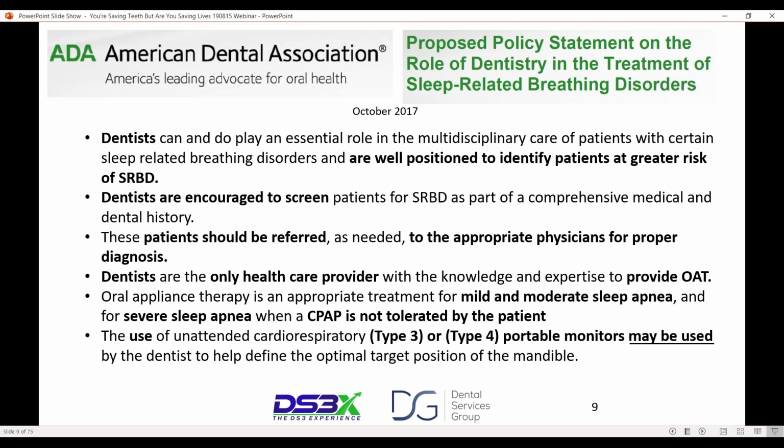So don't be reactive. We like to be proactive in everything that we do, and we like to try to stay one step ahead of the curve. So we know this is coming. So get buckled down and learn something about it, and do what you can to start helping your patients.